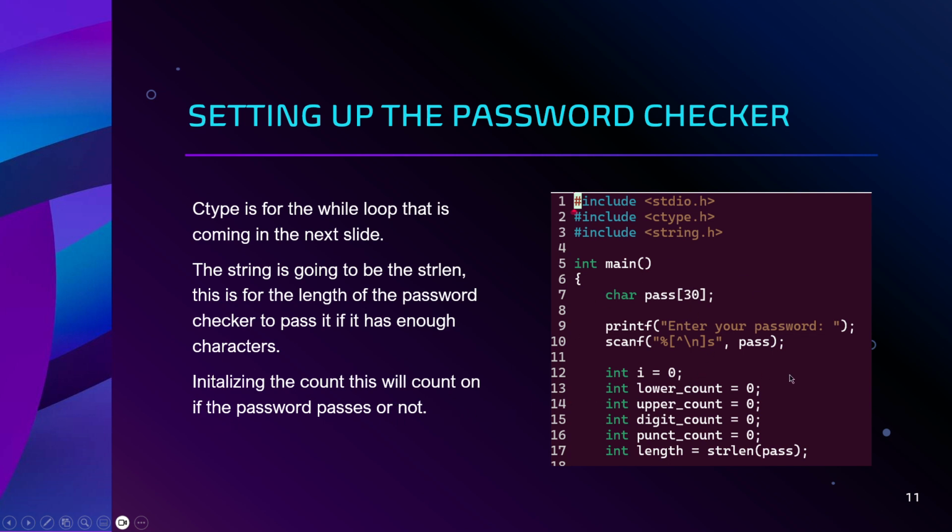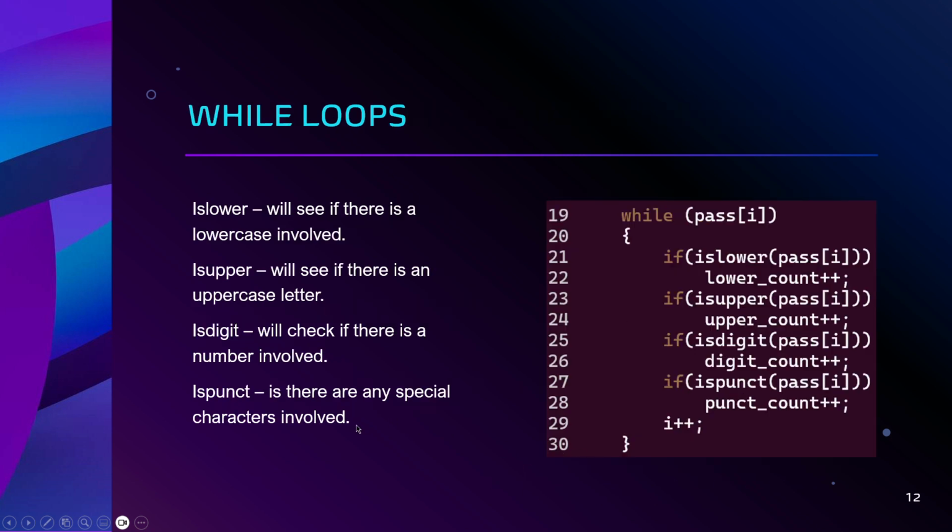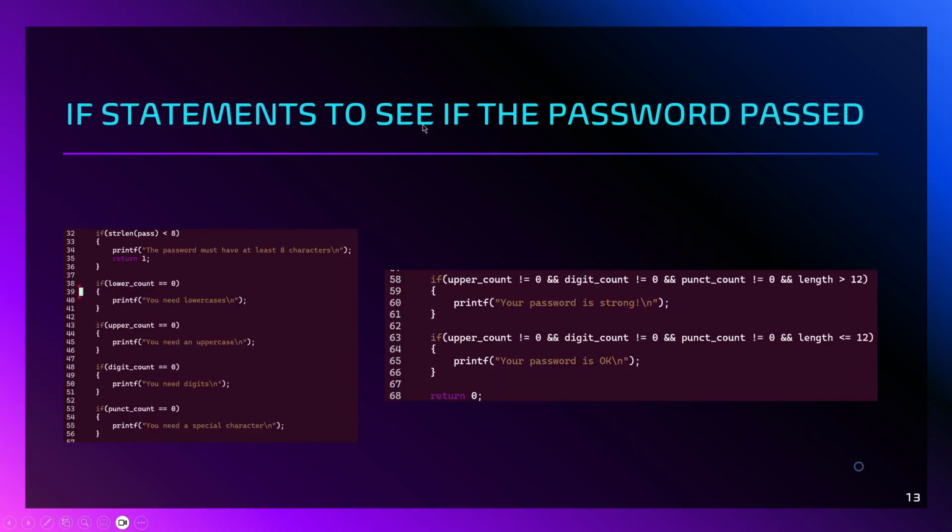So if this passes, then it will keep going down here, if the string length. The while loop: we'll see if there is a lowercase letter, islower. We'll see if there's an uppercase, isupper. Isdigit, if there's a number involved. Ispunct, special characters involved. So the if statements see if the password passed.